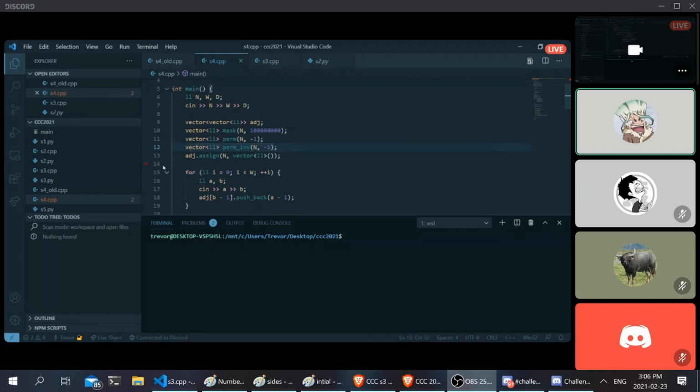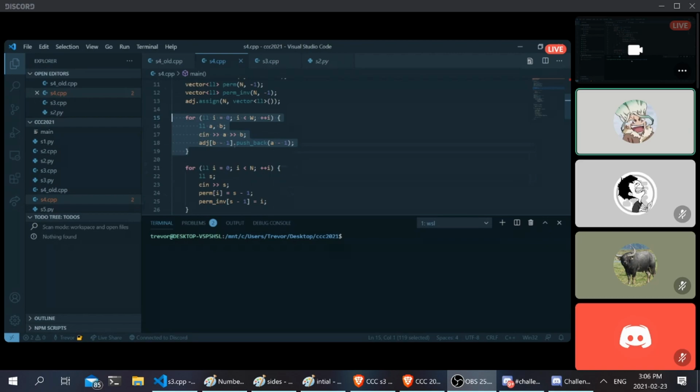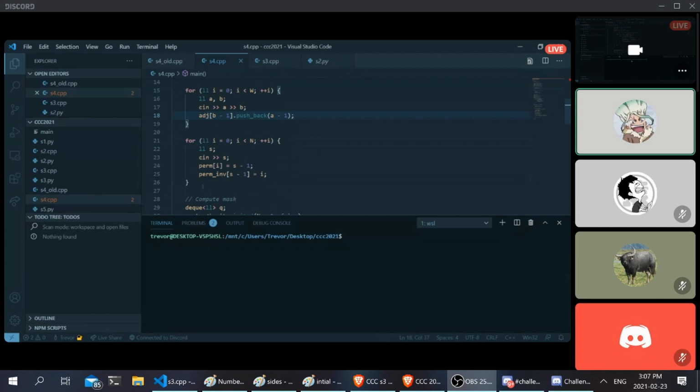All right. And then for the adjacency list, this just assigns an empty vector for each station. And then we take the input for each connection. So right here, what I did was I actually flipped all of the connections. And then this part is computing perm inv for the initial permutation. So we take the input for permutation and then we set each element, we set perm inverse to it.